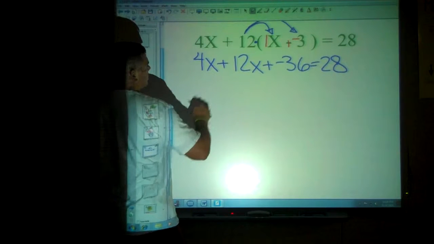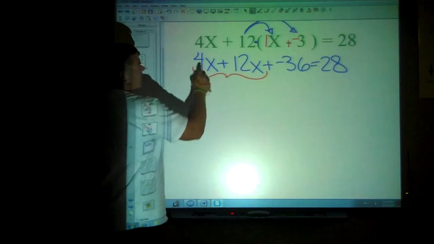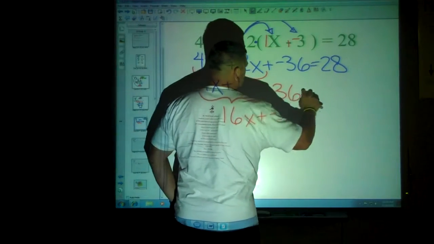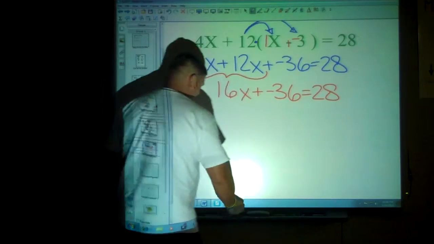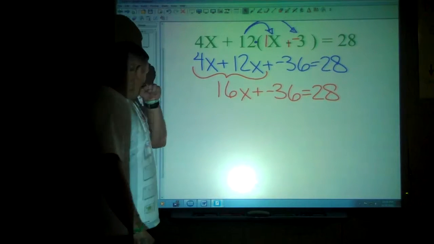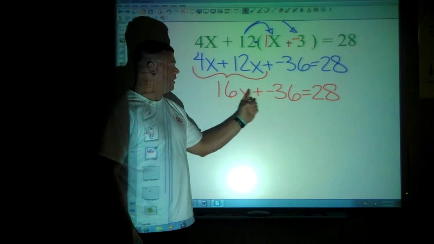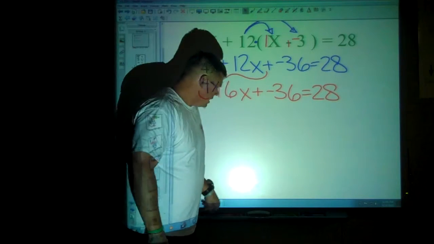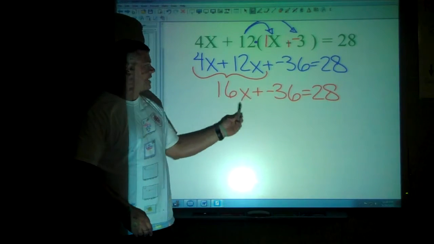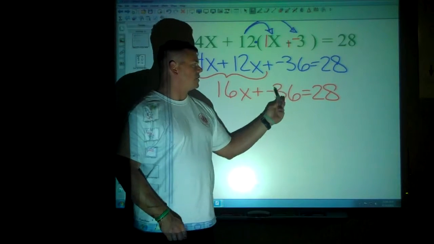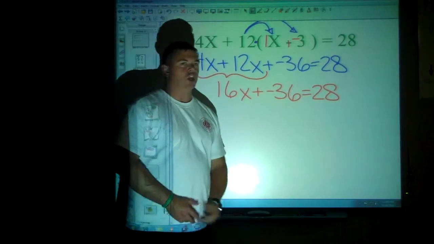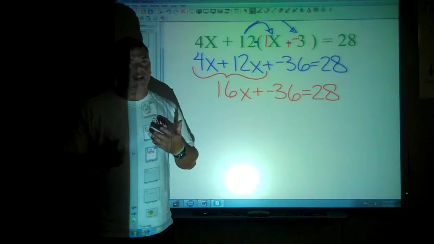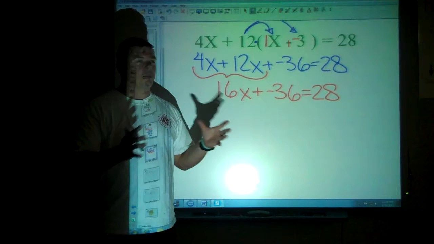So we take our like parts, we add those together, we get 16x plus negative 36 is equal to 28. Now let me see if we can do this without making the list of what the normal order of operations would be. If you look at this problem, this stuff has x's, this stuff does not have x's. You want to get the stuff with x's on one side and the stuff without x's on the other side. It doesn't matter which side, just separate them.